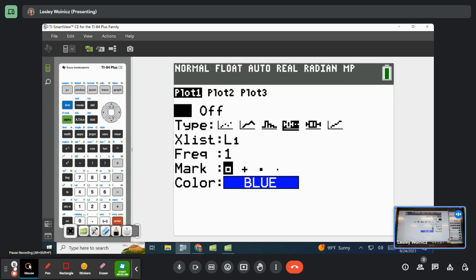Enter on. Arrow down to the type. Arrow the cursor over to the box and whisker with the outliers. Hit enter.